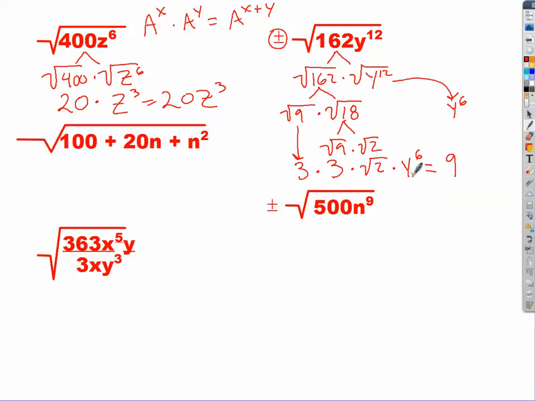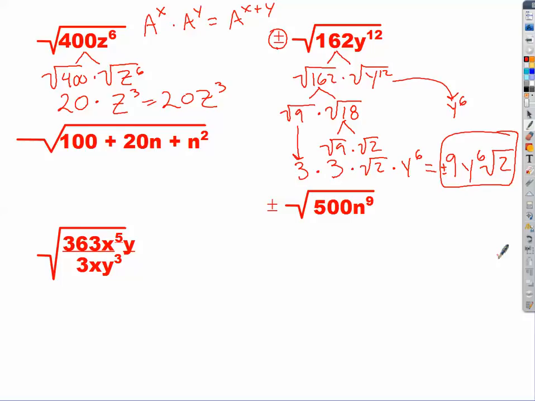Now I'm going to place everything that's outside of the square roots together. So we're going to have 9y to the 6th times the square root of 2. And this is our final answer. Except I forgot, we are going to add this at the end because we're looking for the positive and the negative square root. So the answer is plus or minus 9y to the 6th times the square root of 2.